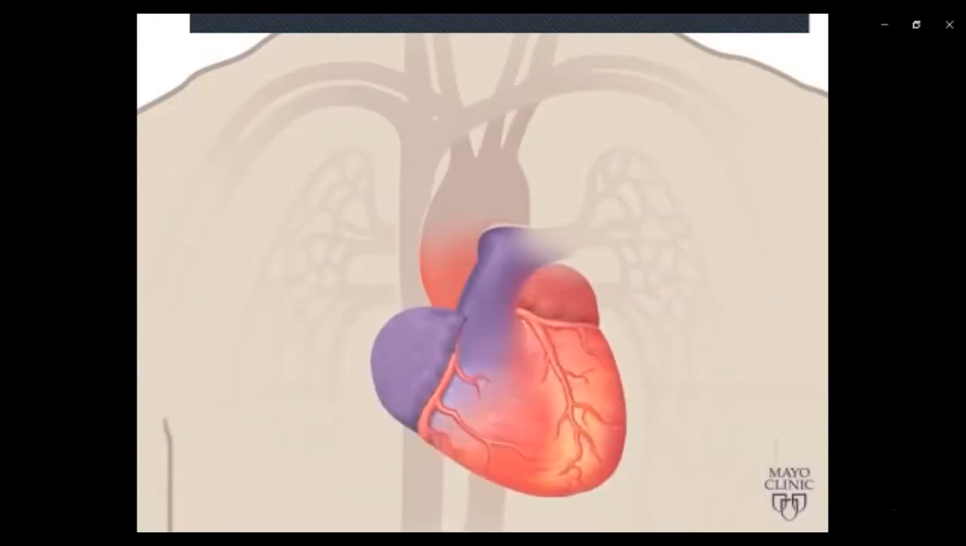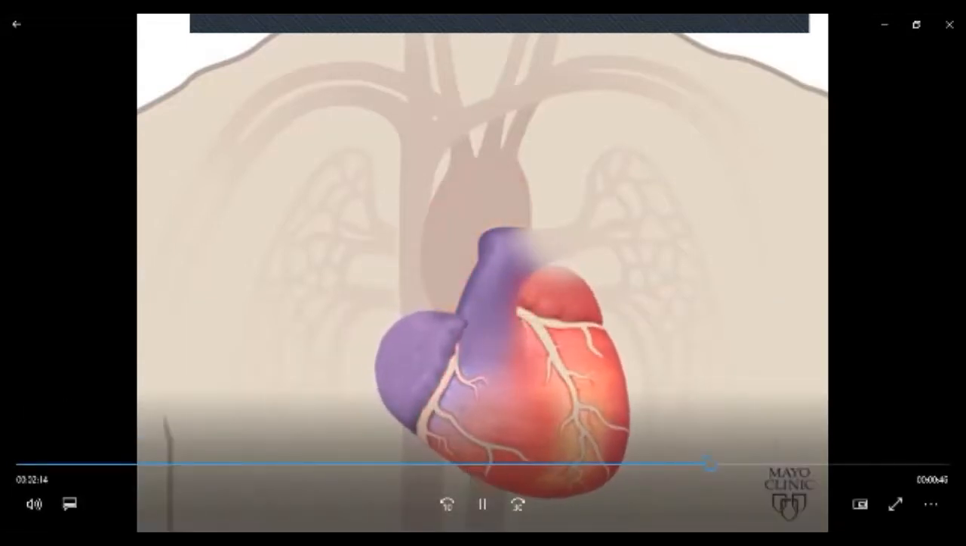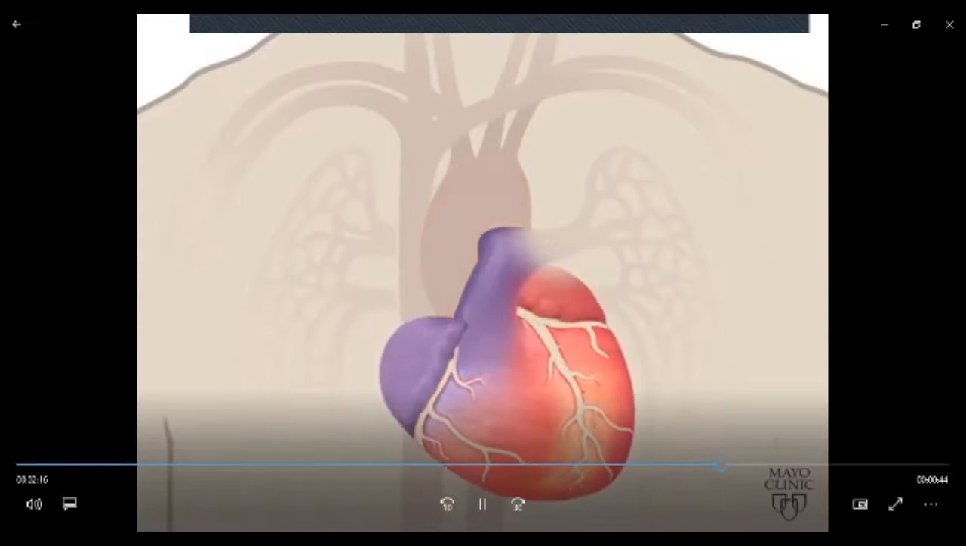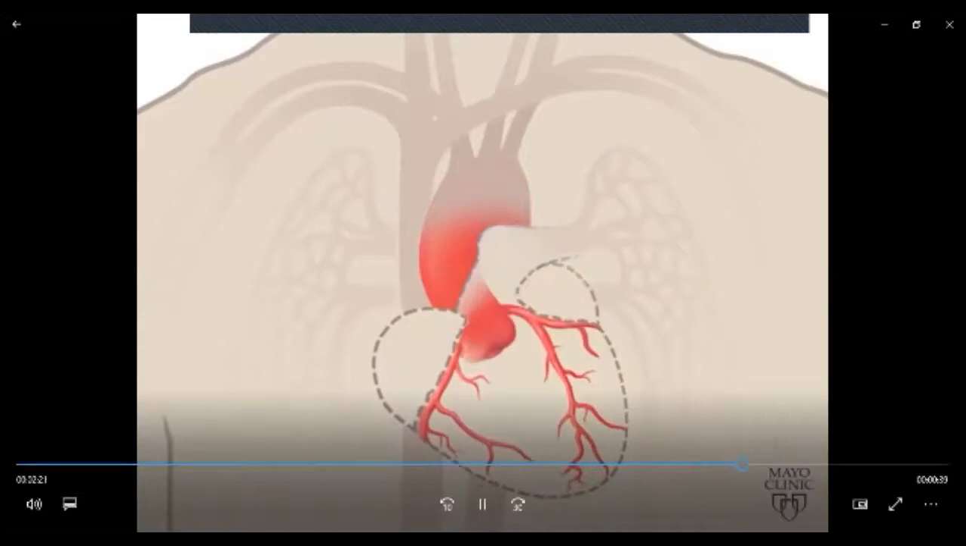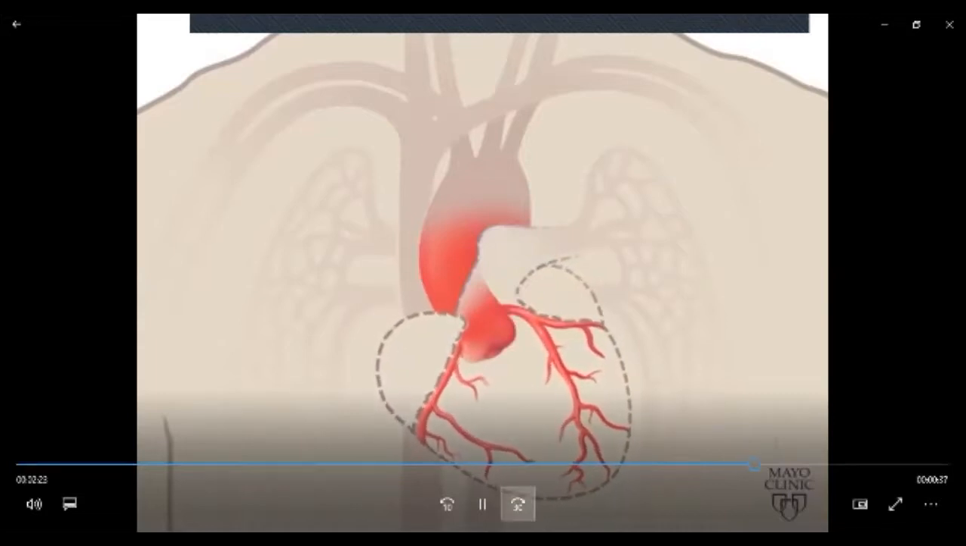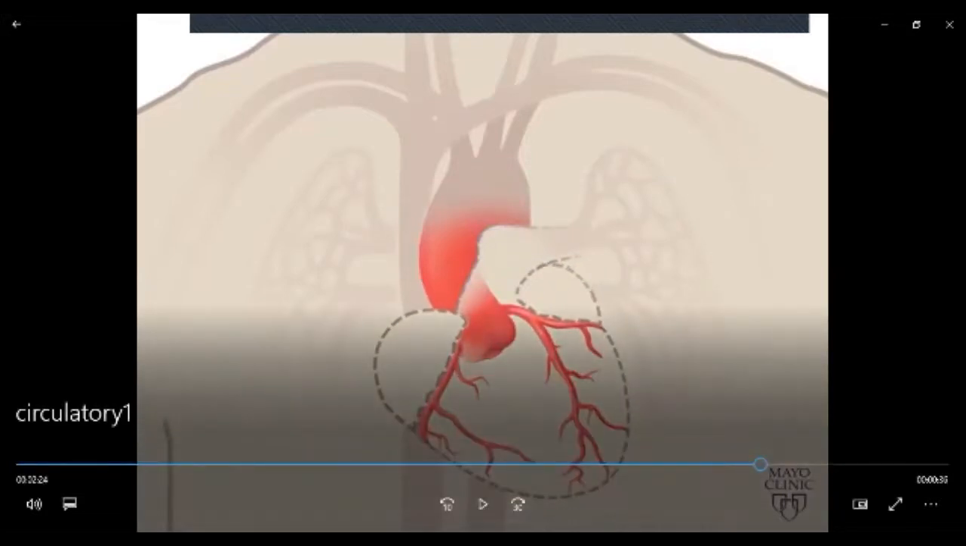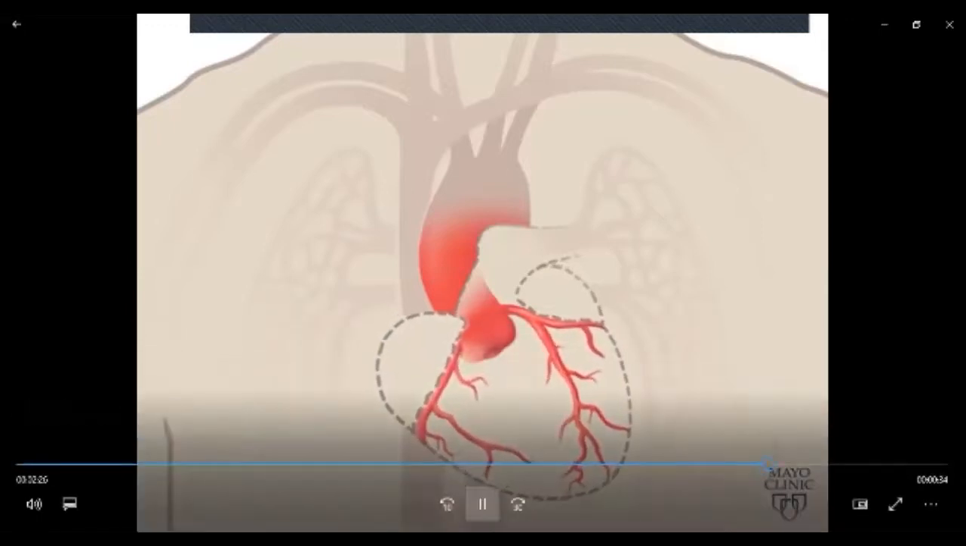And these arteries will branch into smaller capillaries. So arteries and the smaller branches, we call capillaries. Here you can see the network of blood vessels that feed your heart. It has red color, which means it is rich with oxygen.